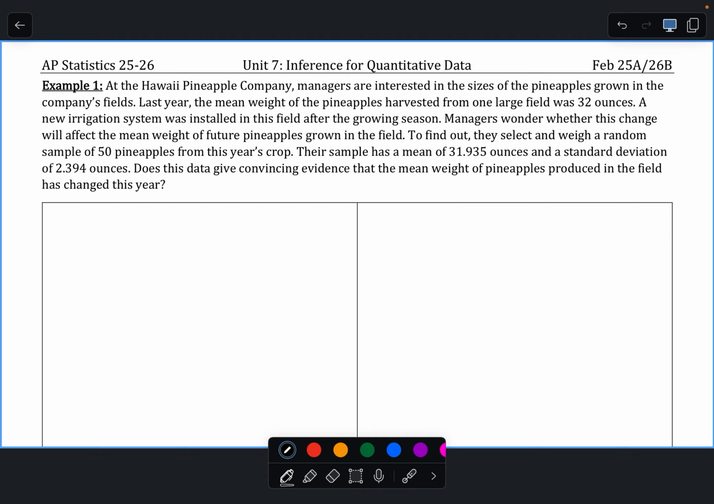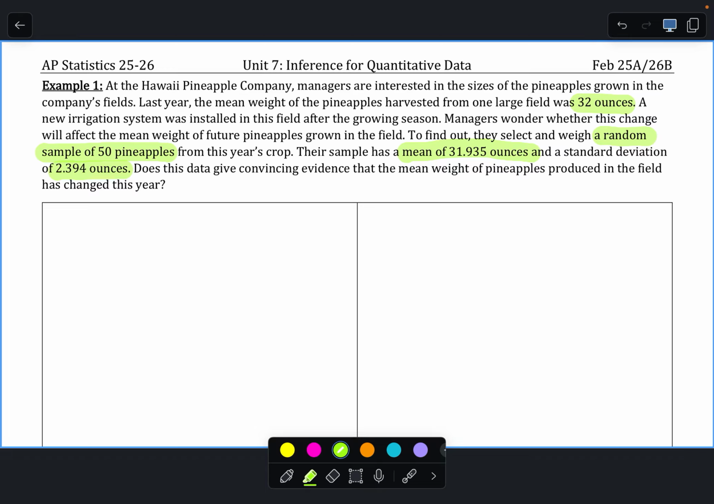So in example 1, at the Hawaii Pineapple Company, managers are interested in the sizes of the pineapples grown in the company's field. Last year, they said the mean weight of pineapples was 32 ounces. So that is what we're comparing to. That's what ends up being our null mean. And then a new irrigation system was installed. They're going to select a random sample of 50 pineapples. They got a mean of 31.935 ounces, standard deviation of 2.394 ounces.